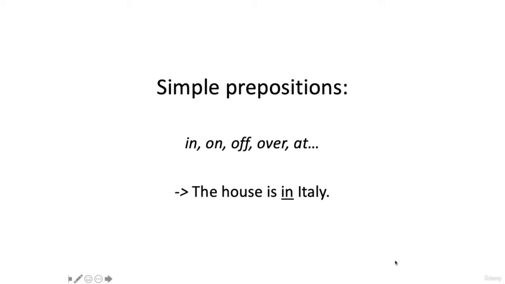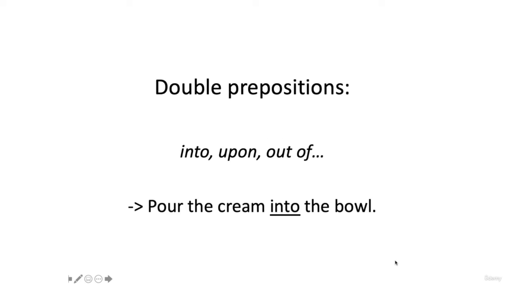Simple prepositions are words like in, on, off, over, at. For example, the house is in Italy. Double prepositions are 2 simple prepositions used together, as for example, into, upon, out of. For example, pour the cream into the bowl.